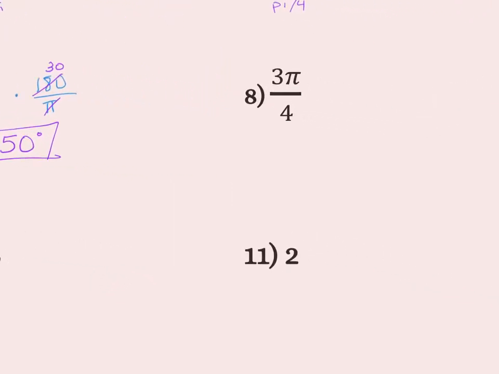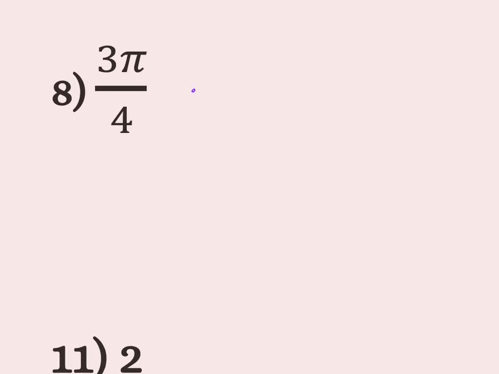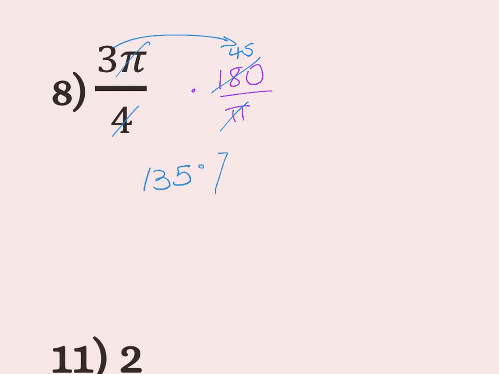Number 8, 3 pi over 4, again radians. So I would multiply times 180 over pi. The pi's are going to cancel. 4 goes into 180, 45 times. And then I get 3 times 45, 135 degrees. Still good?